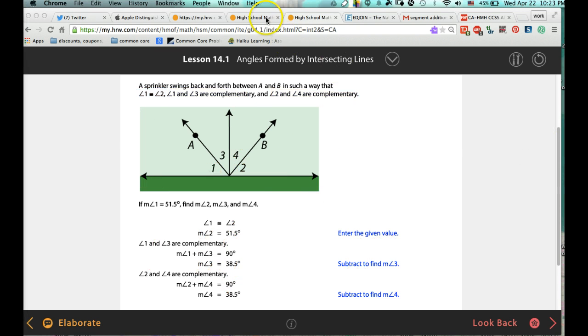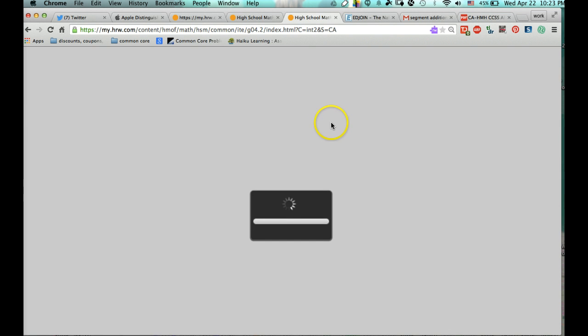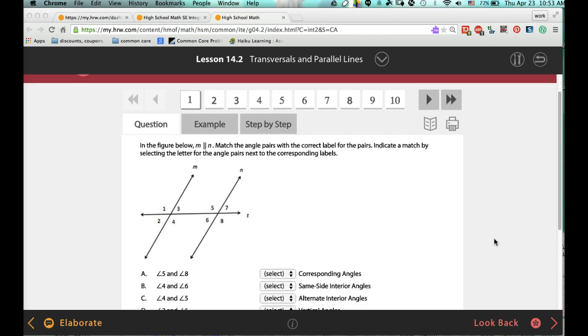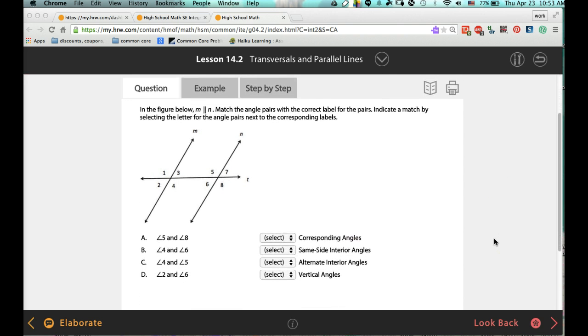Let's move on to 14.2. Okay? So 14.2 is question number 1 and 15. And so now we're in 14.2, question number 1. Okay, so in the figure below, M is parallel to N. A lot of you don't understand what this symbol means, right? That means parallel. So maybe you should write it down. Okay, so when you have two lines like that, that means it's parallel.